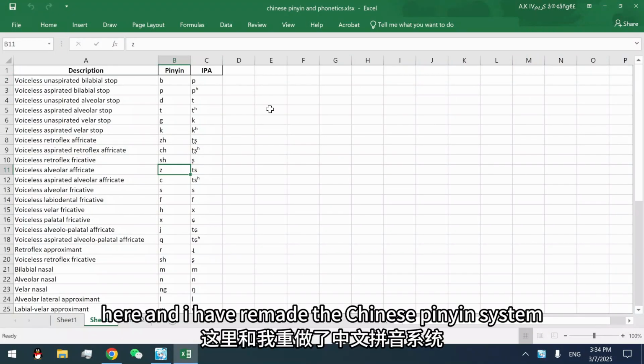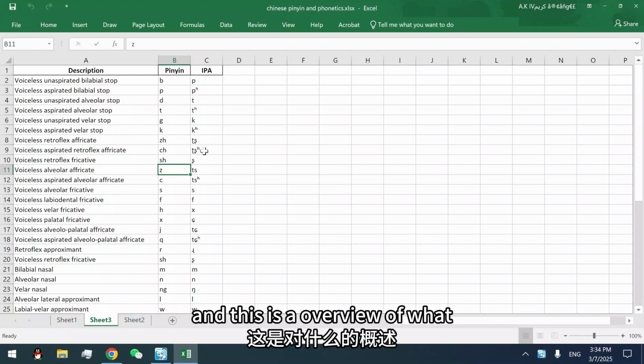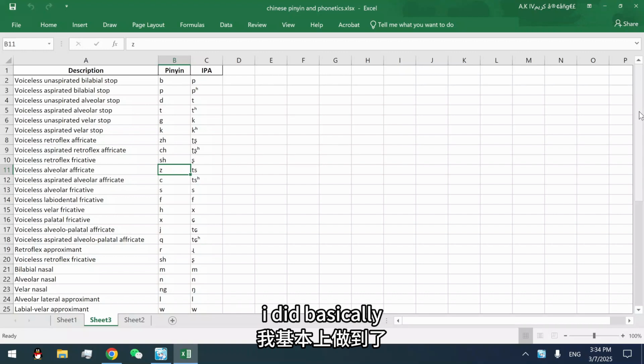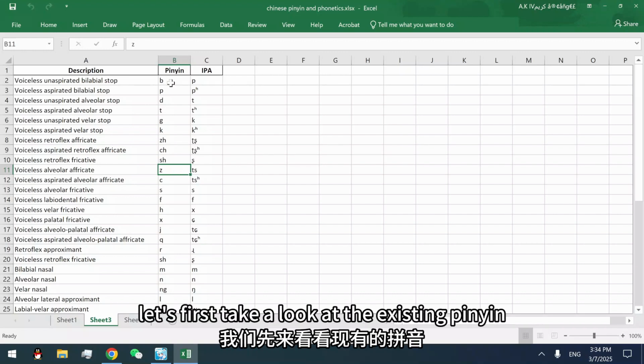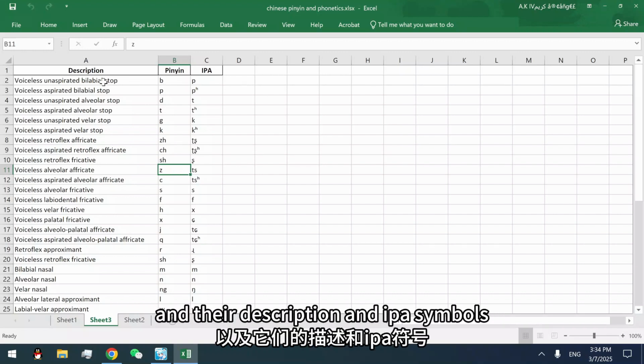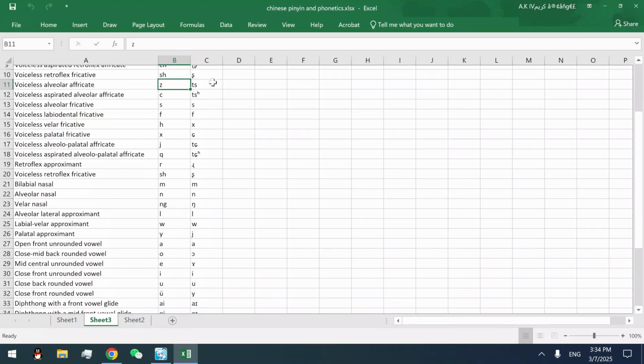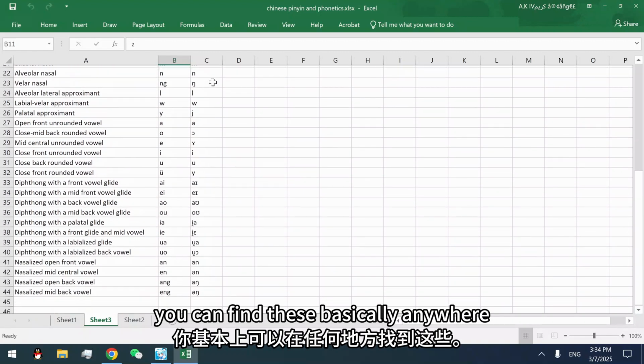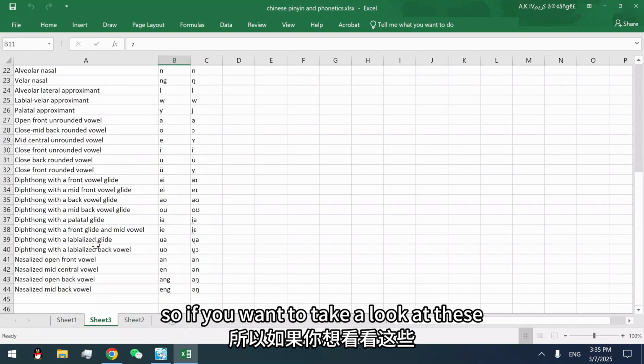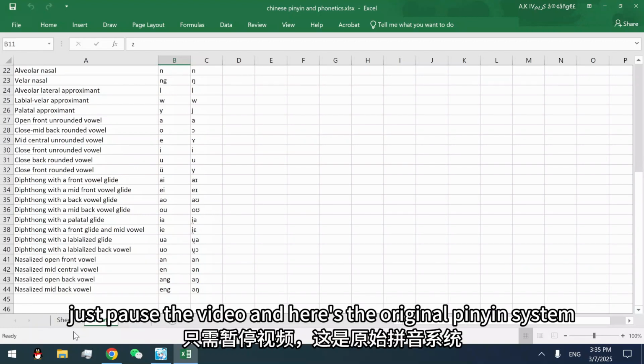AK here, and I have remade the Chinese pinyin system. And this is an overview of what I did, basically. Well, let's first take a look at the existing pinyin and their description and IPA symbols. You can find these basically anywhere, so if you want to take a look at these, just pause the video.